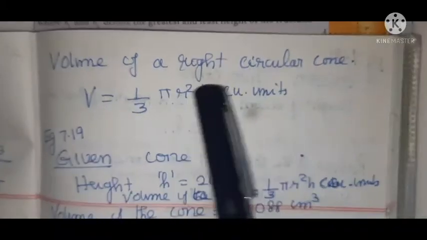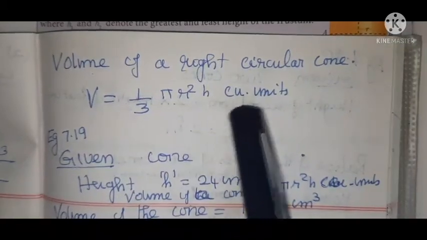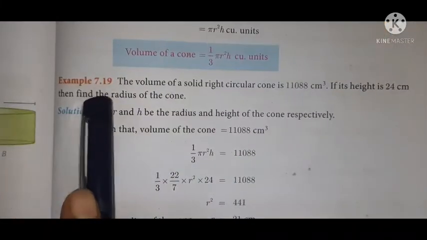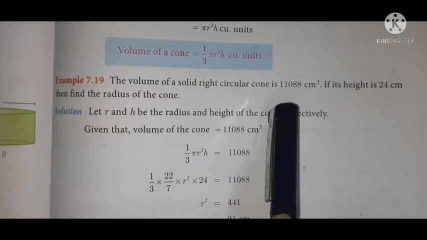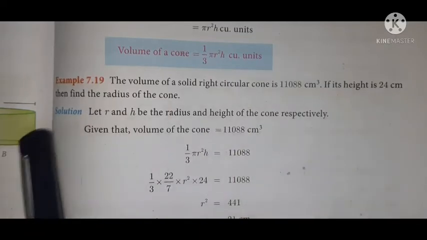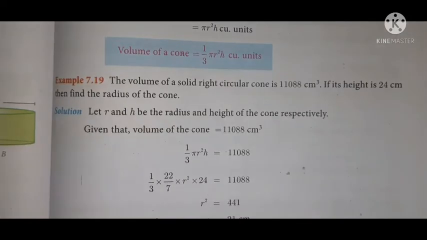Volume of a right circular cone V is equal to 1 by 3 pi r square h cubic units. Example number 7.19. The volume of a solid right circular cone is 11,088 cm cube. If its height is 24 cm, then find the radius of the cone. A right circular cone is given. Its volume is 11,088 cm cube. Its height is 24 cm. To find the radius of the cone.